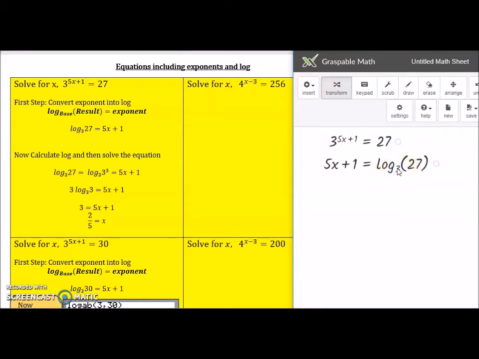Log of 27 with base 3 is actually 3 because 3 to the power 3 is 27. Then we can simplify this equation like normal. So x equals 2 over 5, or 0.4. So that's one aspect of solving this equation. Okay, let's take a second example. I have one more equation for you, so we can try that.